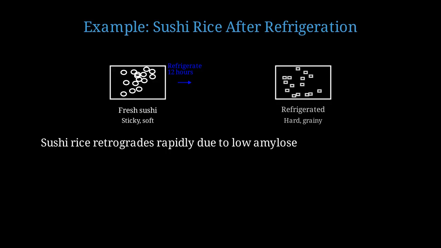Interestingly, even though sushi rice has low amylose content, that amylose still retrogrades quickly. The low amylose actually makes the texture change more noticeable because there's less of the sticky amylopectin gel to maintain the desired texture. Are there ways to slow down or prevent retrogradation? This is important for food industry applications.